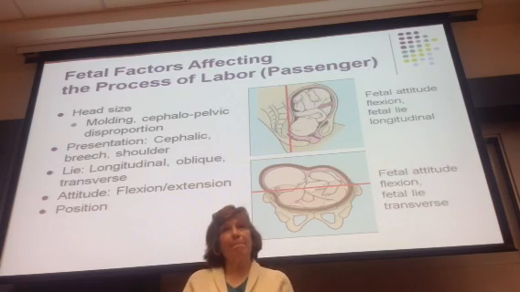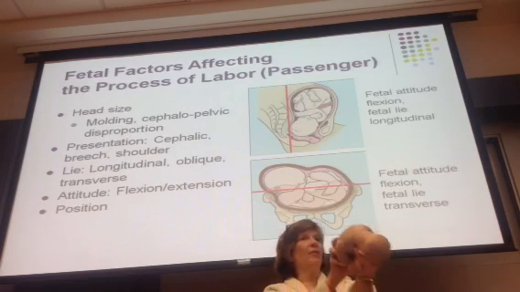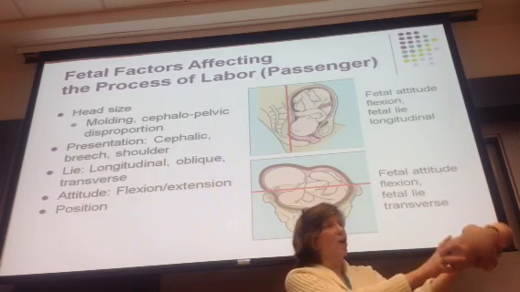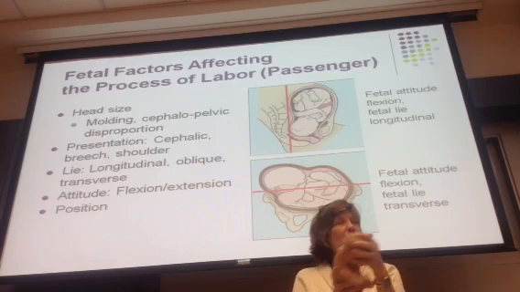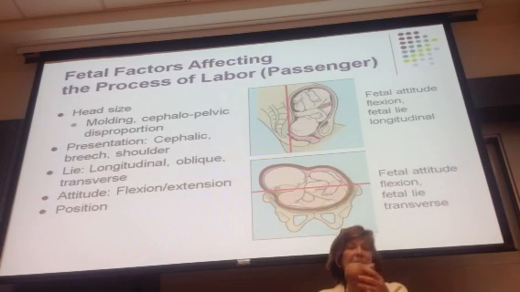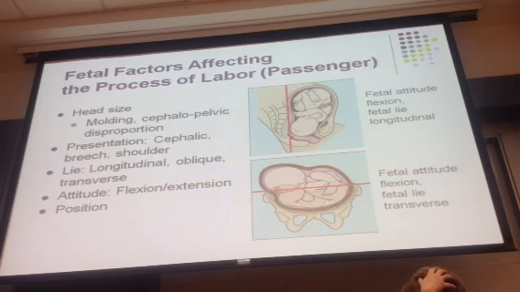Yes, ma'am? You said attitude is baby flexed or extended. Mm-hmm. So we've got an attitude of flexion here. We've got a fetus all curled up in a little ball like that. And basically what's really important for this is what the head is doing. And the head needs to be tucked like that with the chin on the chest.